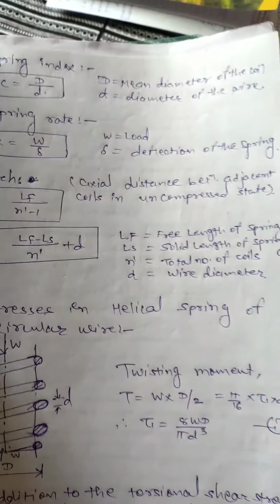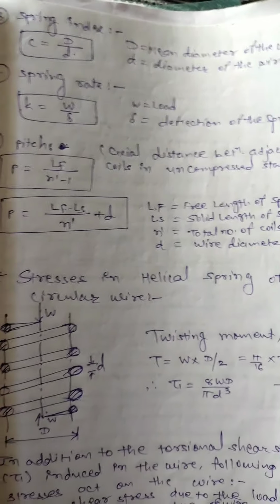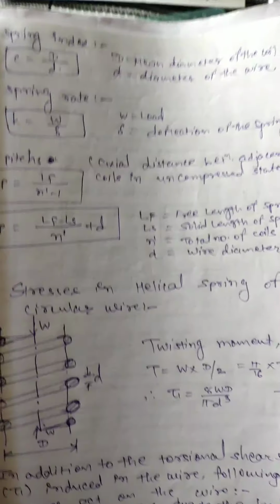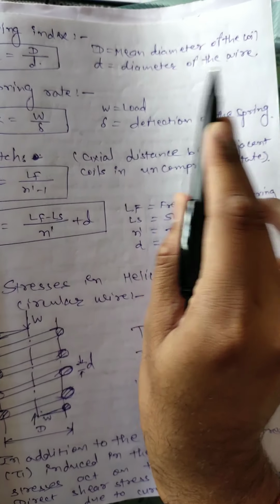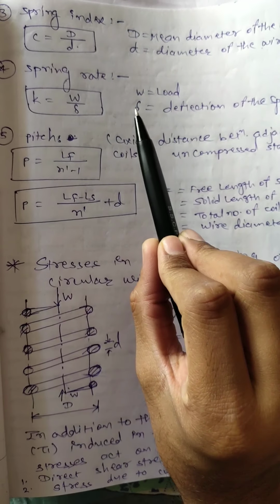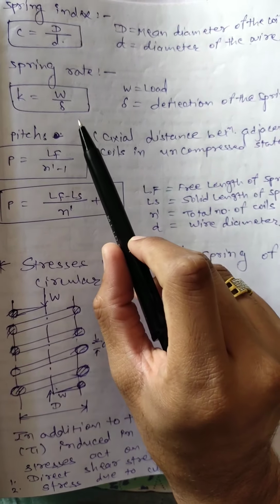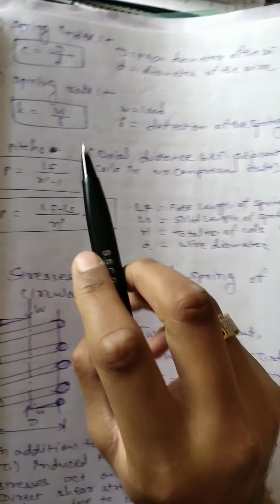Another term is the spring index. What is the spring index? It is the ratio of the mean diameter of the coil to the wire diameter. C is equal to D by d, where capital D is the mean diameter of the coil and small d is the wire diameter. Spring rate is defined as load per unit deflection, W by delta, where W is the load and delta is the deflection.